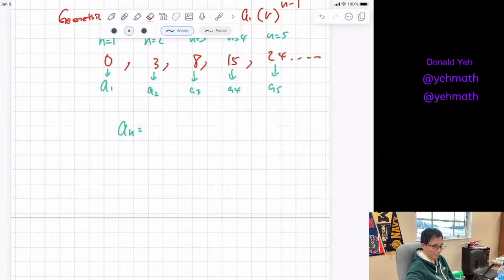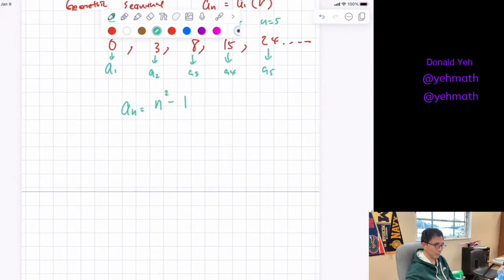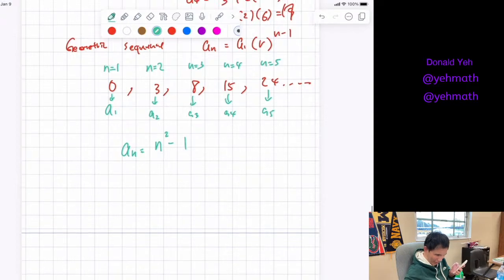Can you use the variable a of n minus 1? Got it, Daniel? But I tried that, it doesn't work. If you're plugging in one squared minus 1, 2 squared minus 1, 3 squared minus 1, 4 squared minus 1.